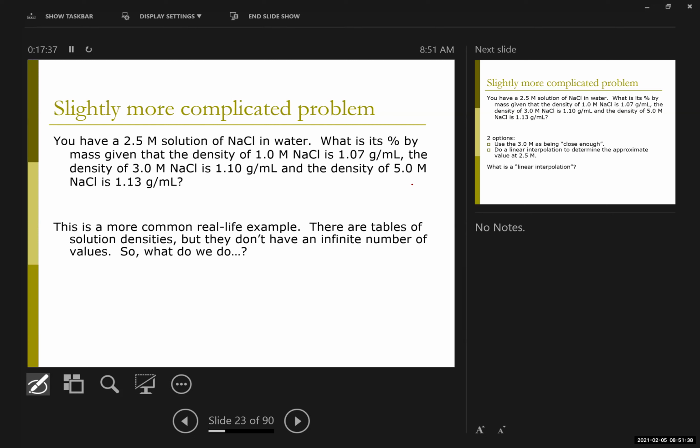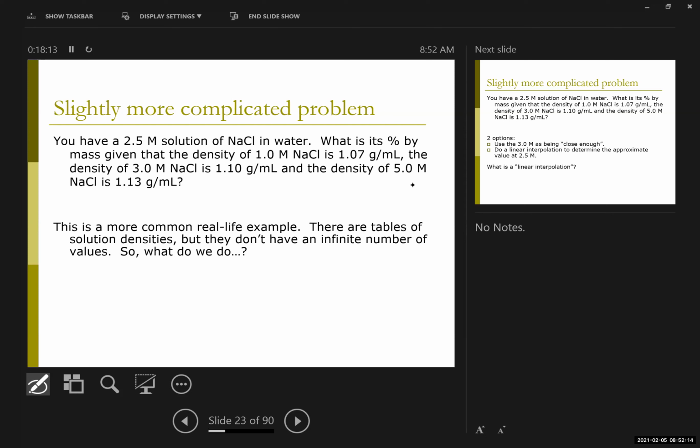And so this is a real life human problem where I have to decide how to make this work. If I really, really, really need 2.5 molar, and maybe it's 2.5000 molar, and I need all five sig figs, I'm going to have to go to the lab and measure the density myself. I weigh it, I measure the volume very accurately, that gives me the density very accurately. If I'm trying to use existing data, I really have three options.